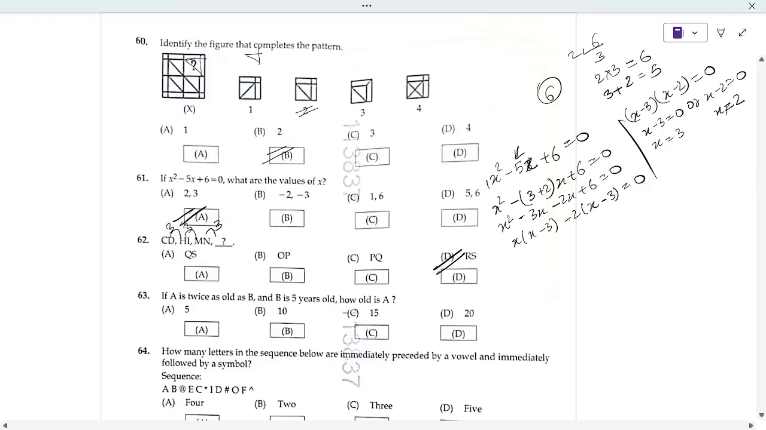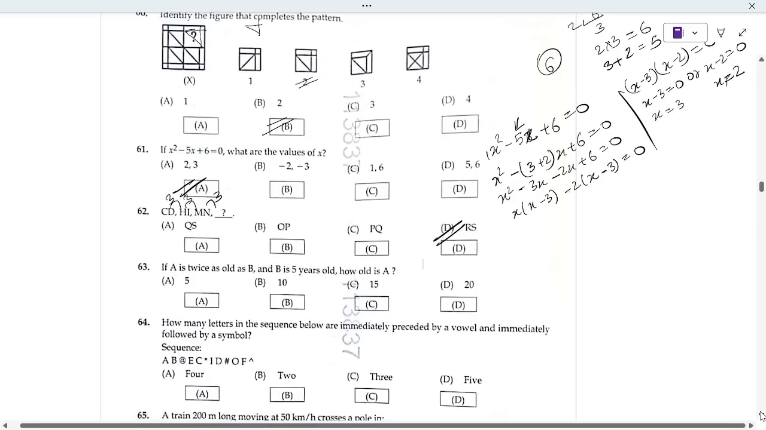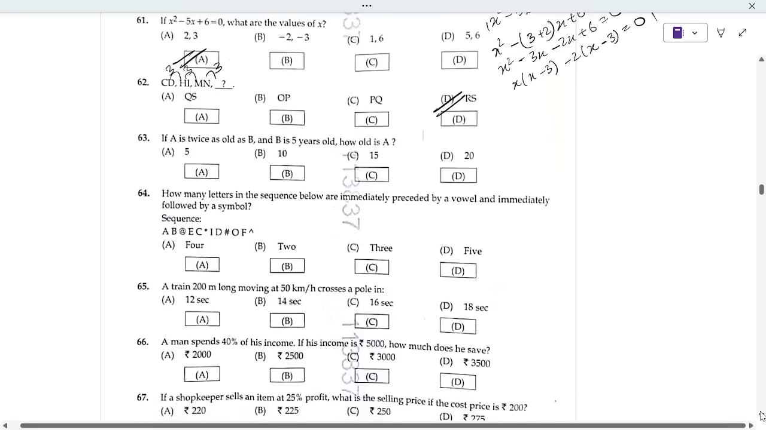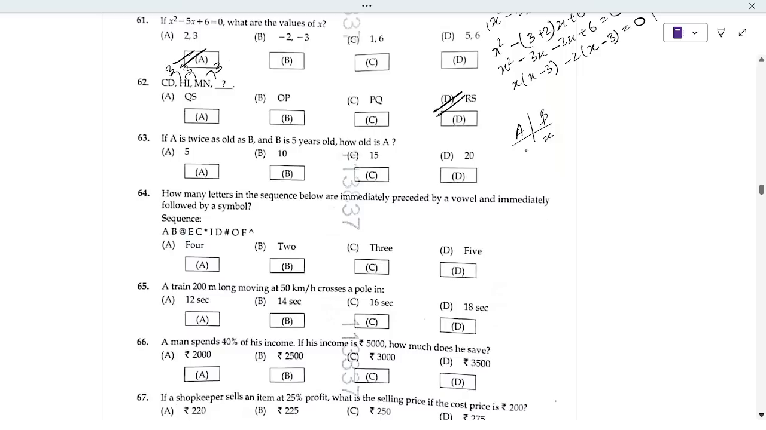Next one. Age problem: A is twice as old as B. That means if B is x, then A is 2x. And B is 5 years. That means x is equal to 5. So 2 into 5 will give us 10. So 10 is the answer. B is the answer. Next.